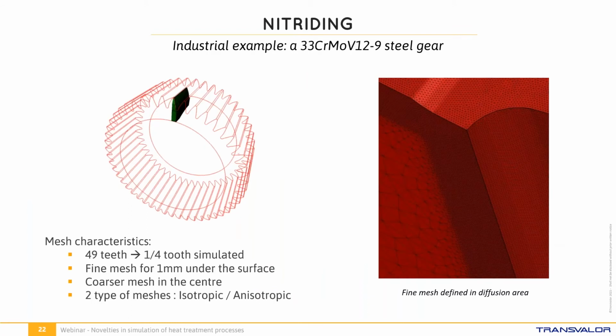In this industrial example, the part geometry is symmetrical, and a quarter of the tooth has been modeled. This type of computation requires a fine mesh on the specific depth of the surface in order to model accurately the phenomenon occurring within the diffusion layer. The surface mesh size has been refined on this diffusion layer. In the core of the part, no refinement is needed, so a coarse mesh is defined in this area. In our software, it is possible to generate isotropic and anisotropic remeshing.